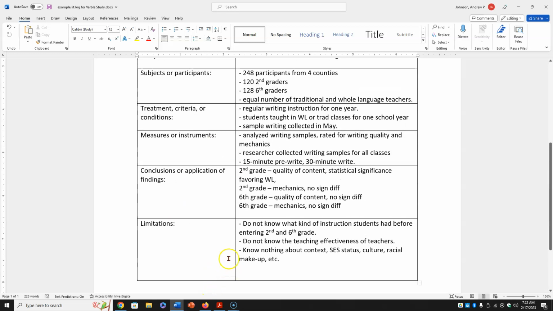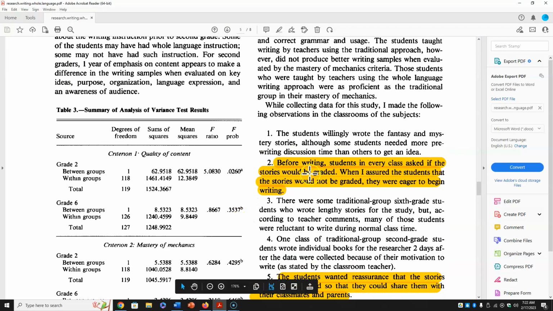All right, so that is a quick, simple demonstration of how you examine a research article, how you read it, and then how you record the salient elements.